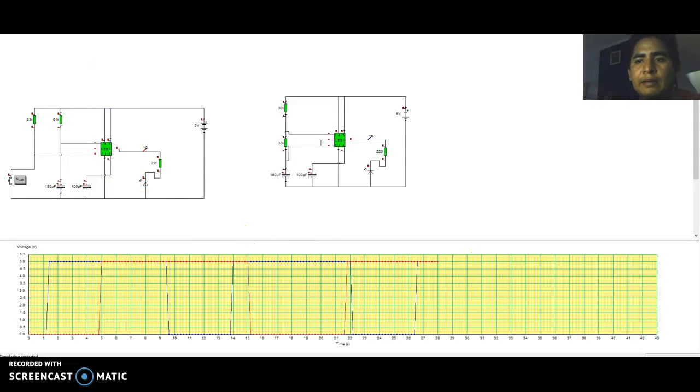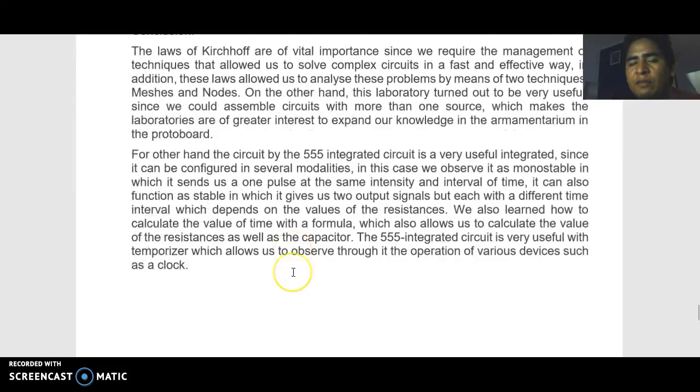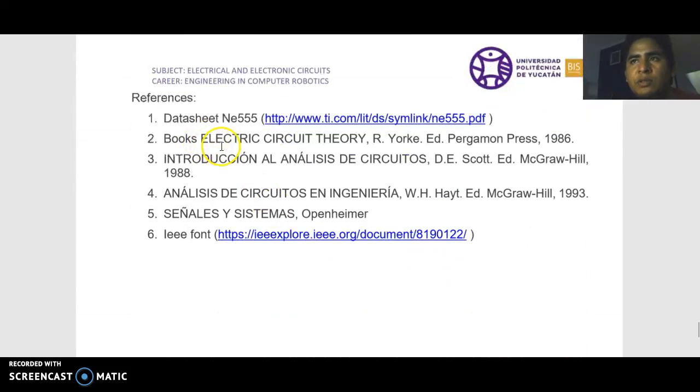Well, this is all from me, and I referenced 3 books on electronic circuits, 1 datasheet, and 1 more. This is all. Thank you.